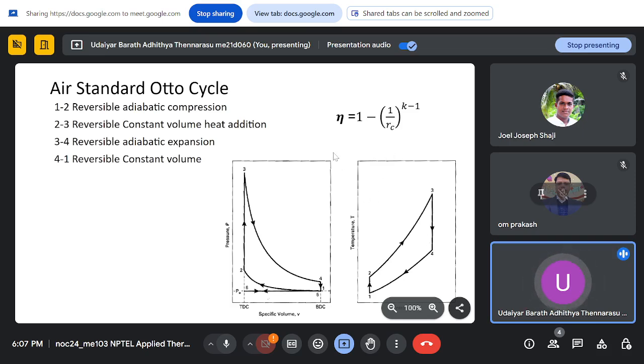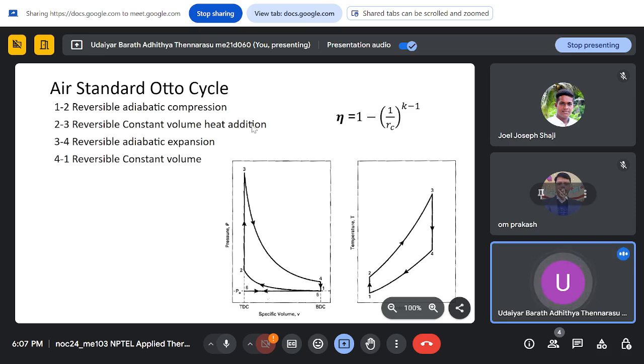So if you find out efficiency, the efficiency will come out to be 1 minus 1 by RC, where RC is the compression ratio, raised to power gamma minus 1, or here I depicted as K. So this will give you the efficiency formula for an Otto cycle. The other way is you can estimate the work done. So work done will be the area under this PV diagram cycle, that is the net work which is generated divided by the heat added in the process 2 to 3. So substituting that and simplifying it will give me this expression 1 minus 1 by R raised to power gamma minus 1. So this is an Otto cycle.